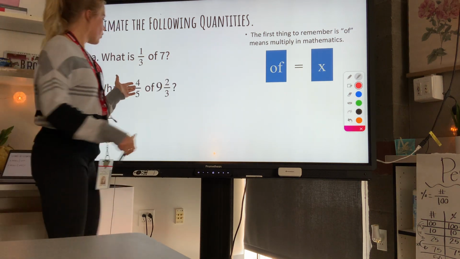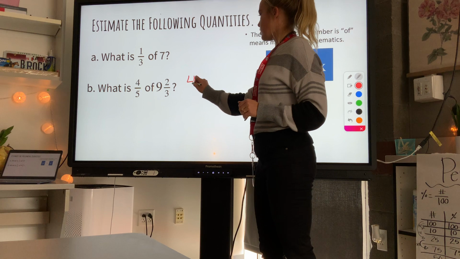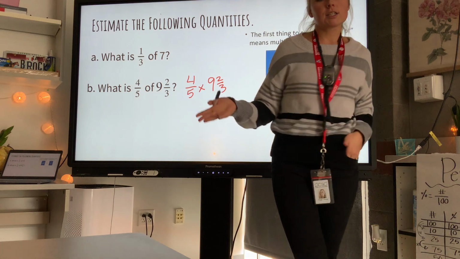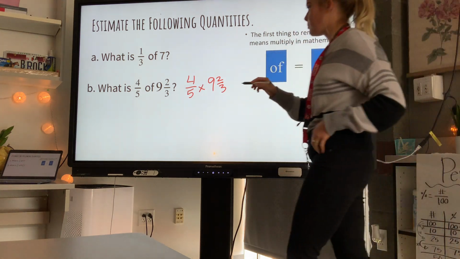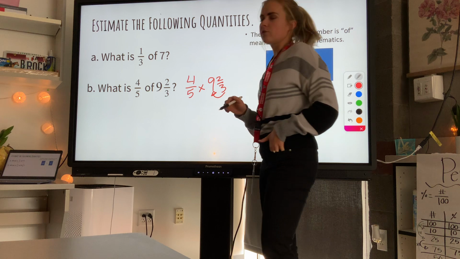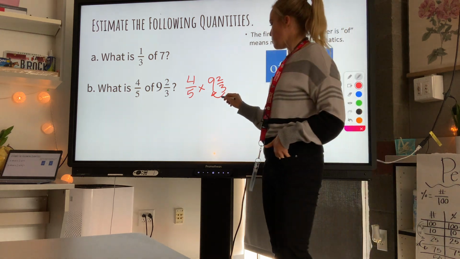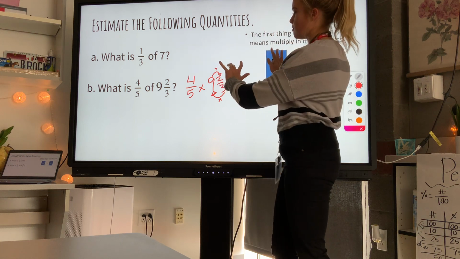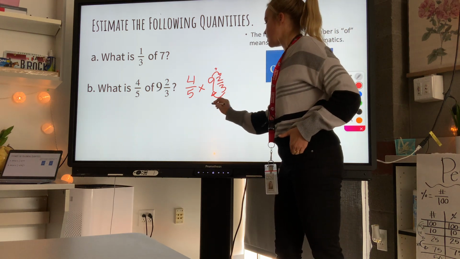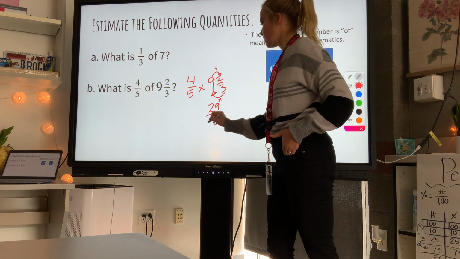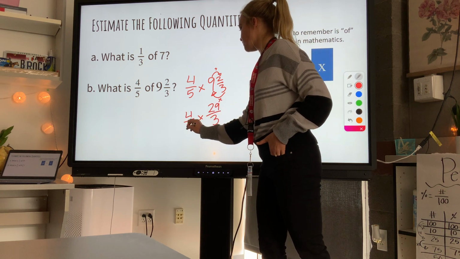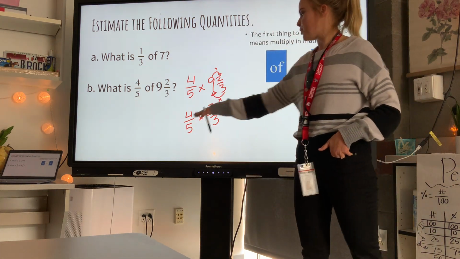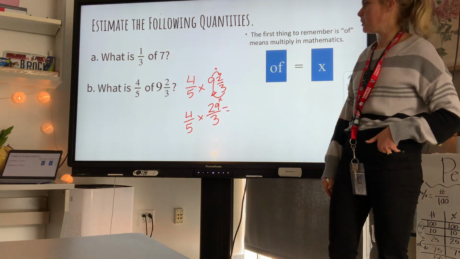If it asks what is 4/5 of 9 2/3, so that means 4/5 times 9 2/3. Remember, when we multiply with fractions or divide with fractions, we need them both in fraction form. So one way to change 9 2/3 into fraction form is to multiply and then add. So 3 times 9 is 27. Plus 2 is 29, so this is the same thing as 29/3. So we have 4/5 times 29/3. You multiply the numerators, multiply the denominators, and then you can simplify if needed.